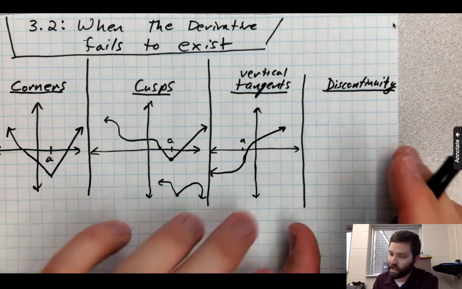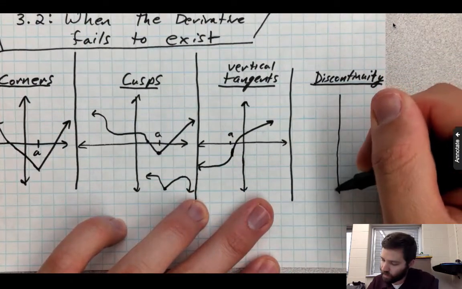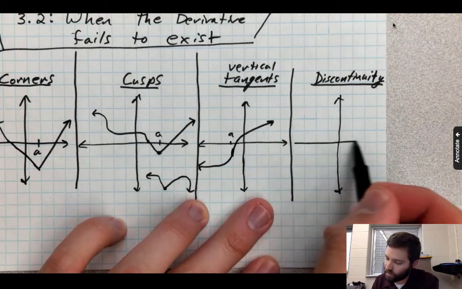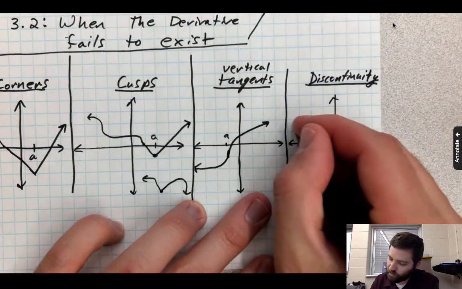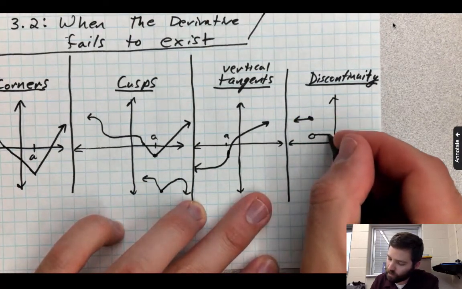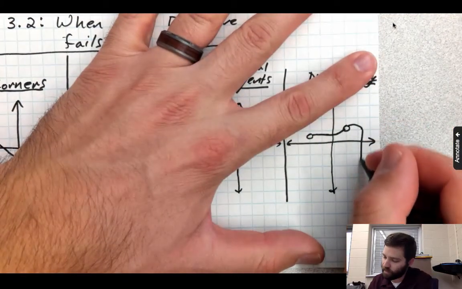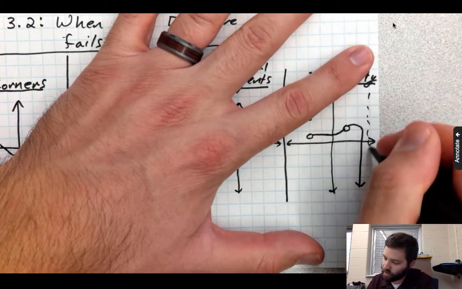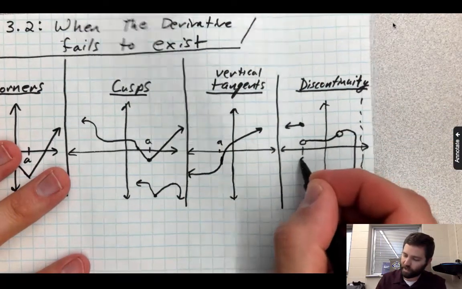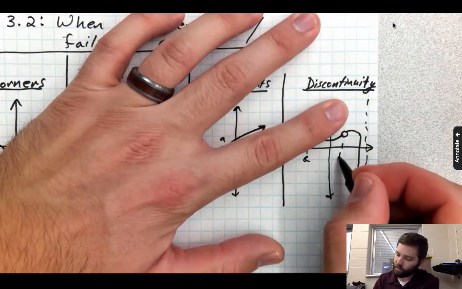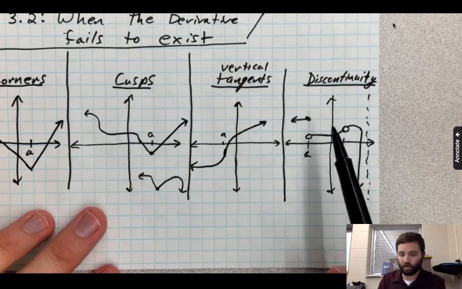Okay, so vertical tangents, and then discontinuity. This can happen in a number of different ways. I don't know if I can get them all on one graph here or not, but any type of discontinuity. So maybe you have a jump discontinuity, and then maybe a removable discontinuity, and then maybe even a vertical asymptote. I'm not going to be able to use just a, but a, b, and then maybe c. At all of those places, all of those discontinuities, you're not going to have differentiability.